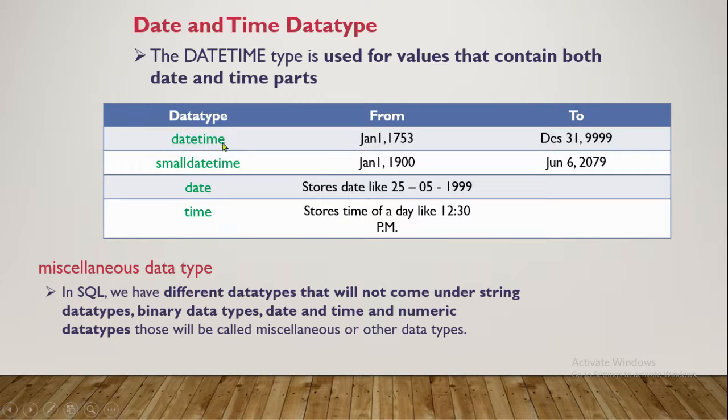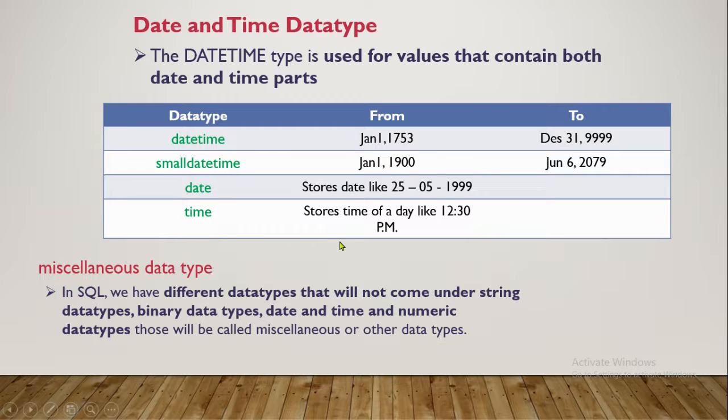It also has some other types, like smalldatetime, from this range to this range. Date: if you want to store a particular date in a format, you have to use only the date type. If you want to store a particular time of that day, then you have to use the time data type. In upcoming sessions, we will discuss them in brief. We are going to work on it, and we have to store some dates also in upcoming videos.